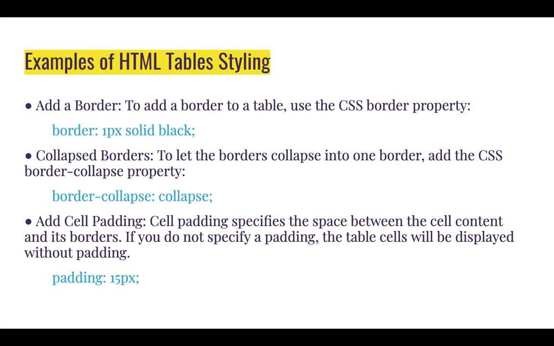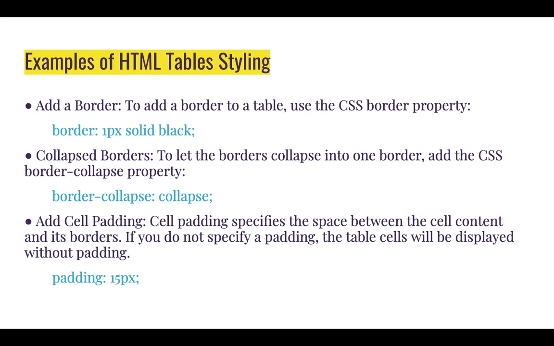Examples of HTML table styling. If you want to add a border to your HTML table, simply use the CSS border property by saying border, colon, 1 pixel solid, then the color of the border you want to add. Let's say you want to use black, so you just put black after the solid. Then to add collapsed borders, that is, if you want to let the borders collapse into one border, you use the CSS border-collapse property.